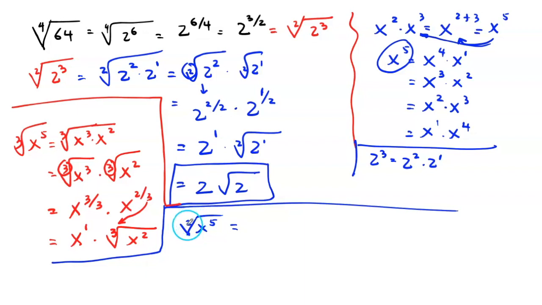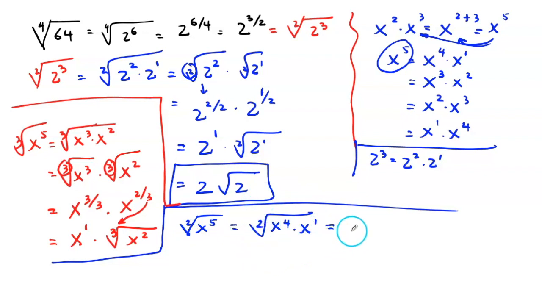Now, my index is 2. How many groups of 2 do I have in the 5? 2 times 2 is 4. So I can break that x to the 5th into x to the 4th times x to the 1st. 4 plus 1 is 5. Let's put the 2 just in case, so we make sure that we understand that we have an index of 2.